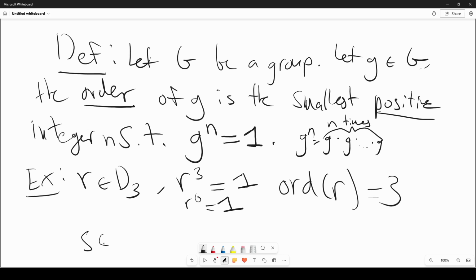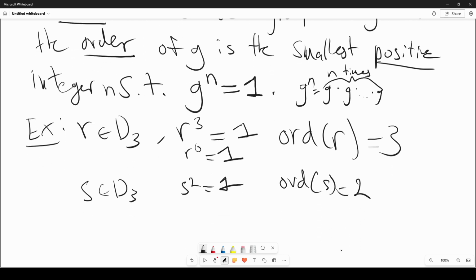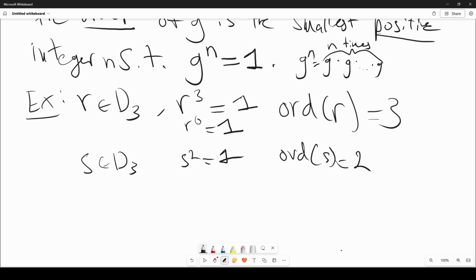Now take s in D3. We see that s squared equals 1. And this means that the order of s equals 2. Great. And note, you might say, oh, I could just take anything to the 0th power and it'll be the identity. But my definition says take the smallest positive integer. Okay.